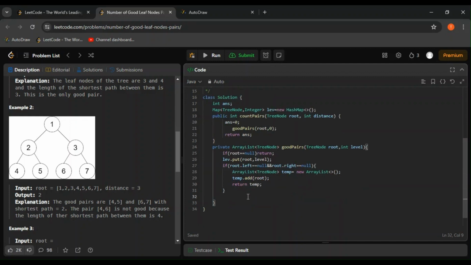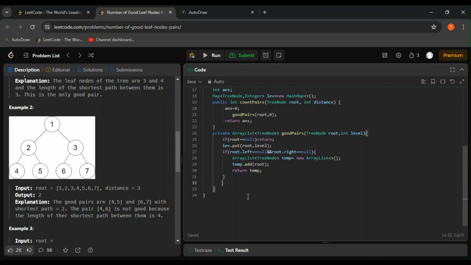Okay. Otherwise, what is going to happen is, parent level we have. Now we'll have two array lists. One would be left, one would be right. Let's say we are talking about two here. For 4 and 5, this code would be sufficient. For 2 now, I'll make two calls. Good pairs, root dot left, level plus 1, and same for the right one. Good pairs, right, level plus 1. Okay. So now I have the left this thing and the right this thing.